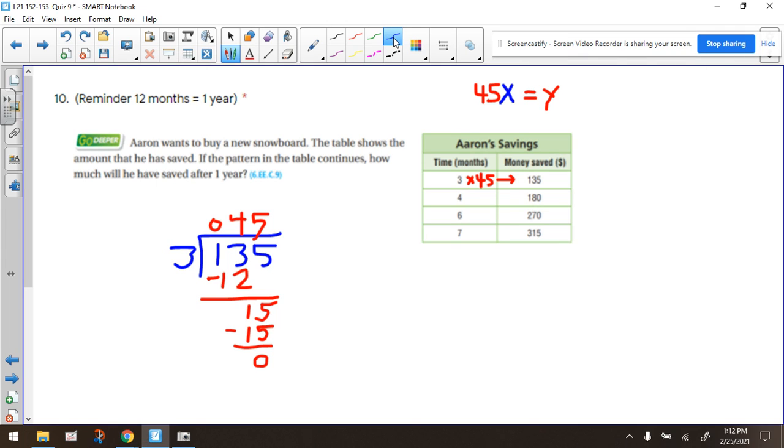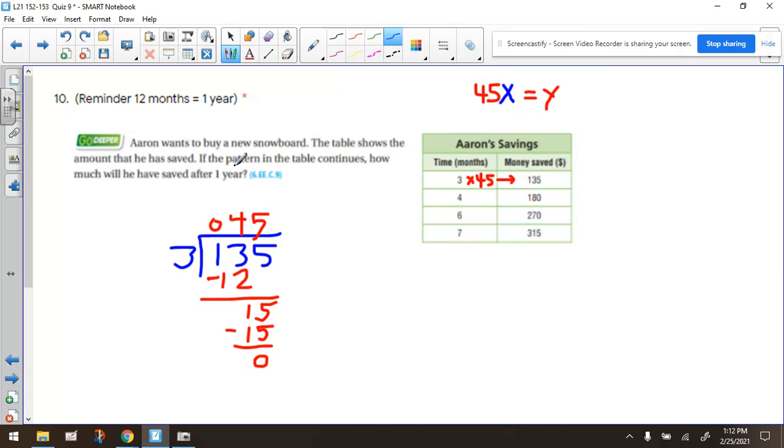Hey everybody, we're looking at question number 10. Before we start, just a little reminder that 12 months is equal to 1 year. The question asks, Aaron wants to buy a new snowboard. The table shows the amount that he has saved. If the pattern in the table continues, how much will he have saved after 1 year?